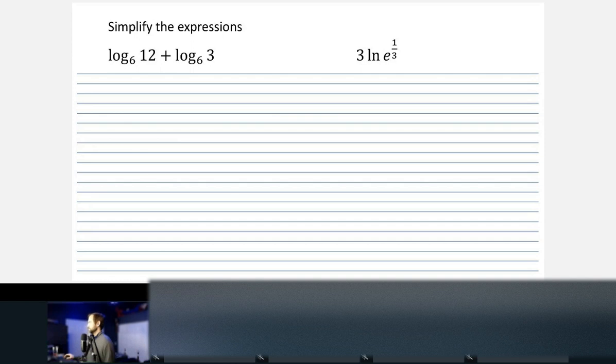So natural log of e becomes 1. It's one of our properties, right? So this right here becomes 1, and then this basically moves in front to be 1/3, and then natural log of e just becomes 1. And then from there, it's pretty simple to see why we get 1. 3 times a third times 1 is 1, right?